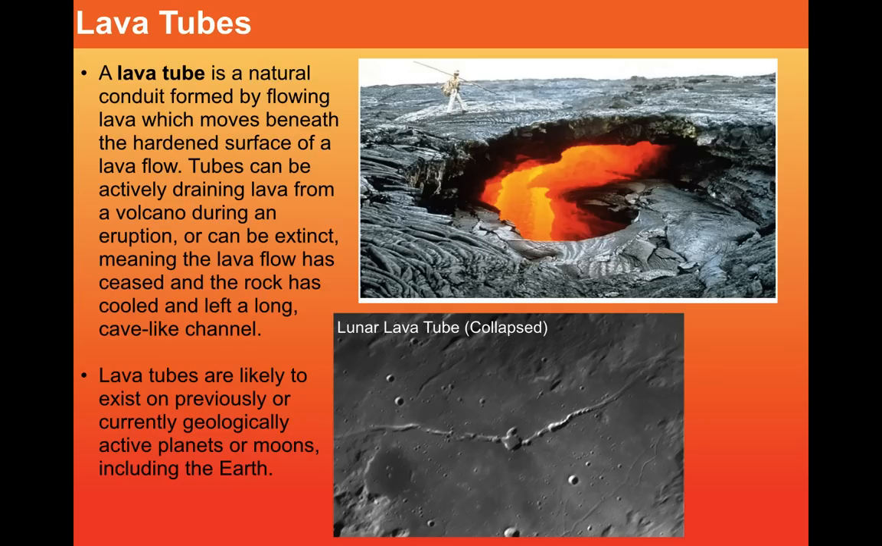All right, another kind of cool structure are these things called lava tubes. And lava tubes exist all across the world. A lava tube is a natural conduit formed by flowing lava, which moves beneath the hardened surface of a lava flow.